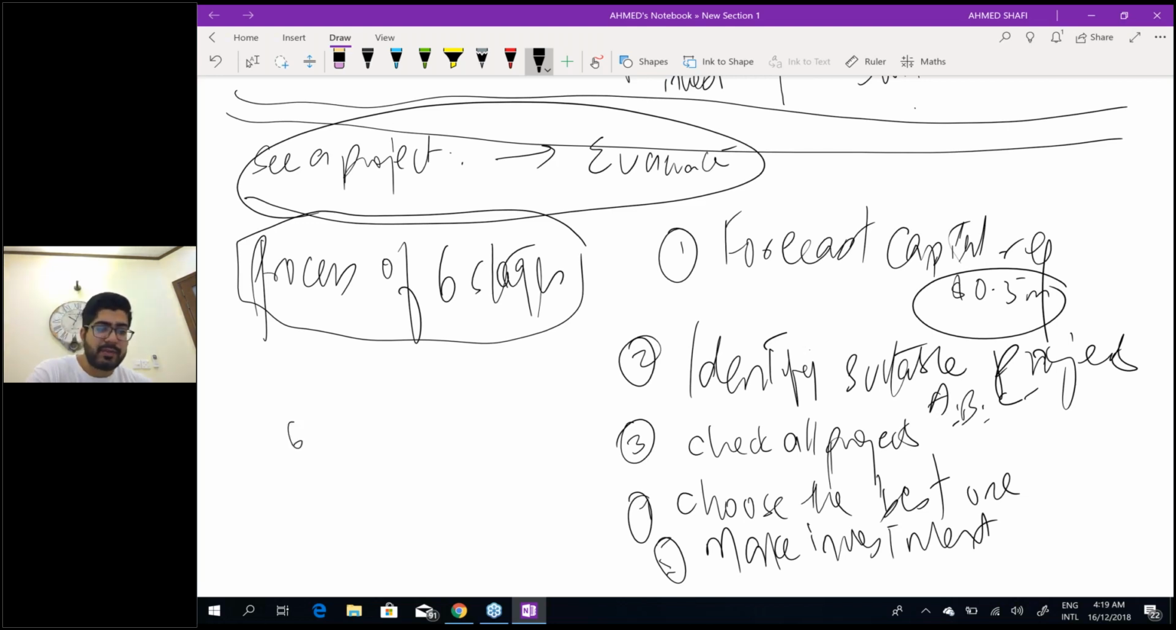Okay. But after investment, don't just leave it. Regular monitoring needs to be done to ensure whether things are going as planned or not. If things are going as per plan, fine. If not going as per plan, then you need to take some corrective action.